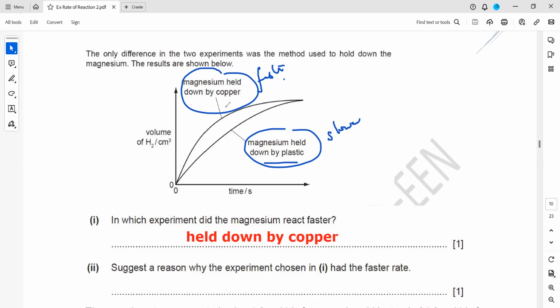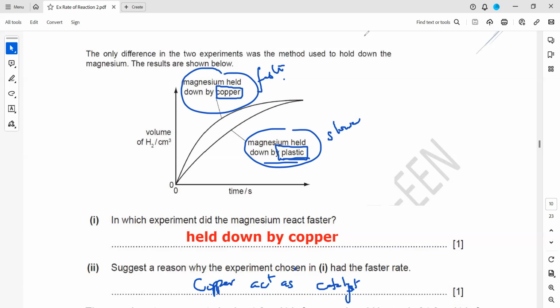What could be a reason why the first reaction is faster than the second reaction, the one with copper? The only difference is we use copper here and we use plastic. So what might be a reason for that? The reason is the copper acts as a catalyst. That's why the reaction is fast.